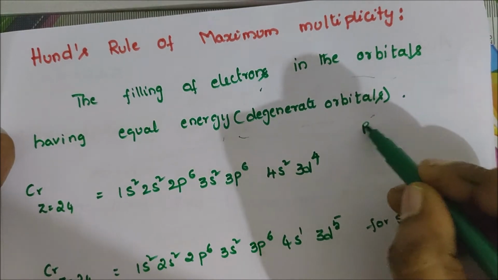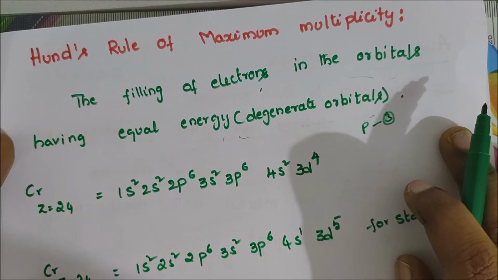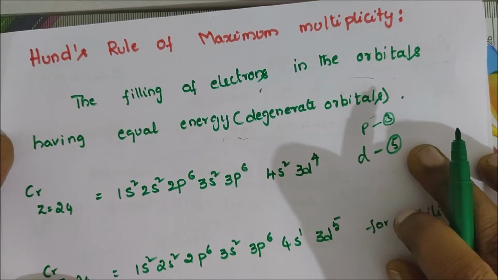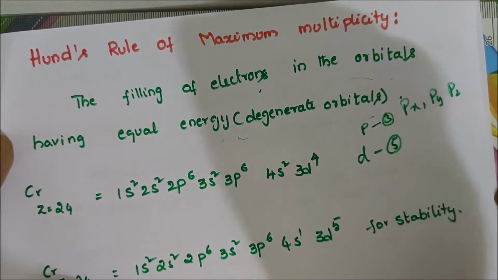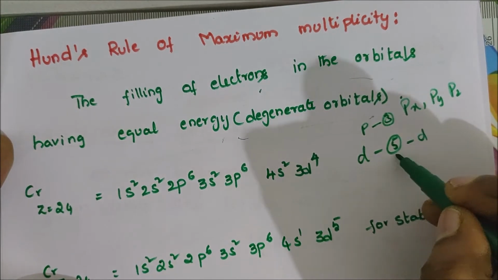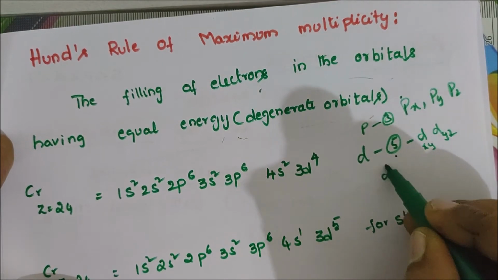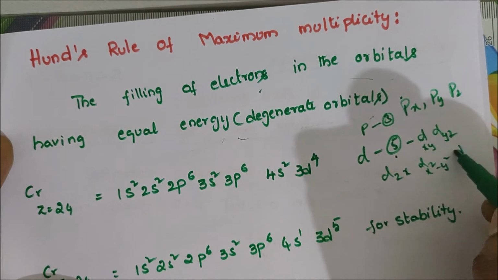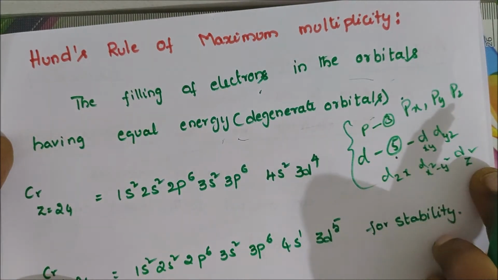Degenerate means p has 3 degenerate orbitals, that is px, py, pz, and d has 5 degenerate orbitals, that is dxy, dyz, dzx, then dx square minus y square, and then dz square. These are the degenerate orbitals.